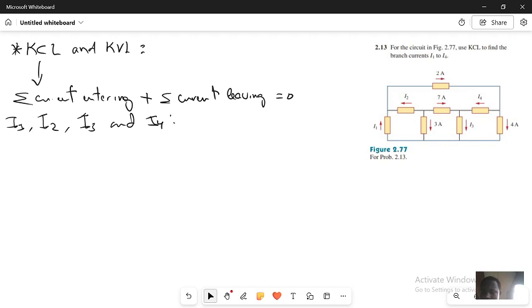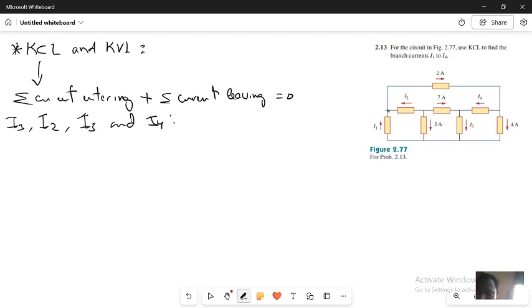We have to look at this node. This current is entering, this current is entering, and this current is leaving. So I will have I1 plus I2, because both currents are entering, equal to the current leaving. But I don't have the value of I1 or the value of I2.